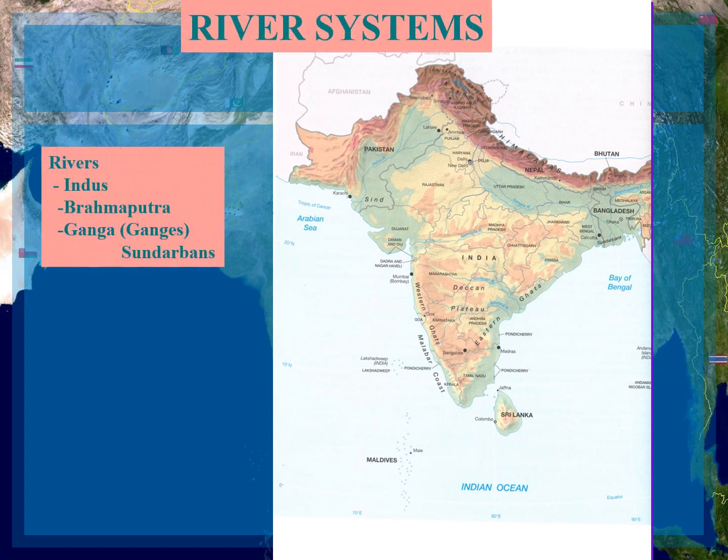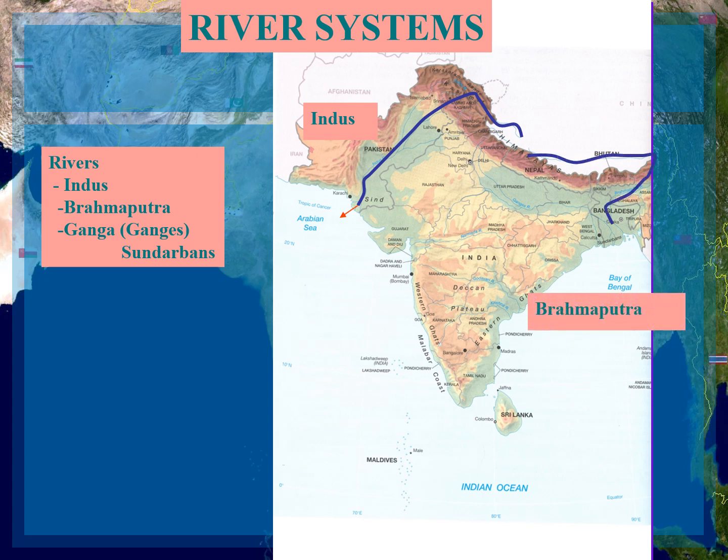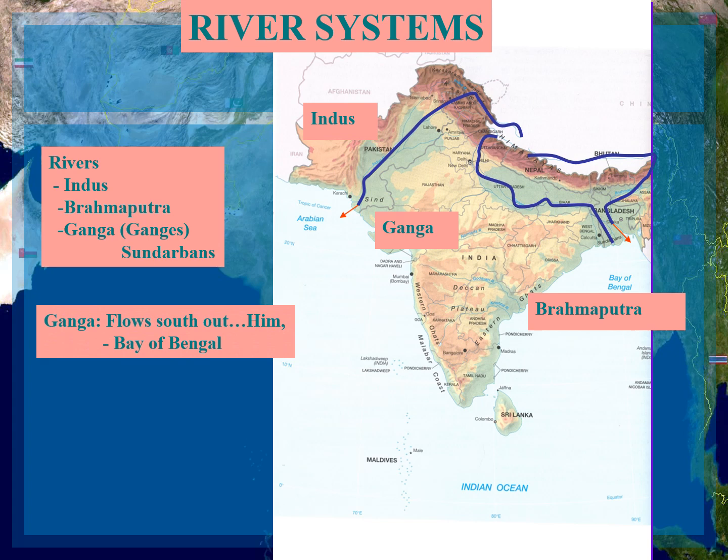All right, and then I already talked about our river systems, but just to point those out in more detail, our Indus River originating in the Tibetan Plateau and flowing out to the Arabian Sea, the Brahmaputra River originating in the Himalayan mountains, flowing out to the Bay of Bengal, which also again creates the Sundarbans, the Ganga River, same originating point, same exit, the Bay of Bengal.